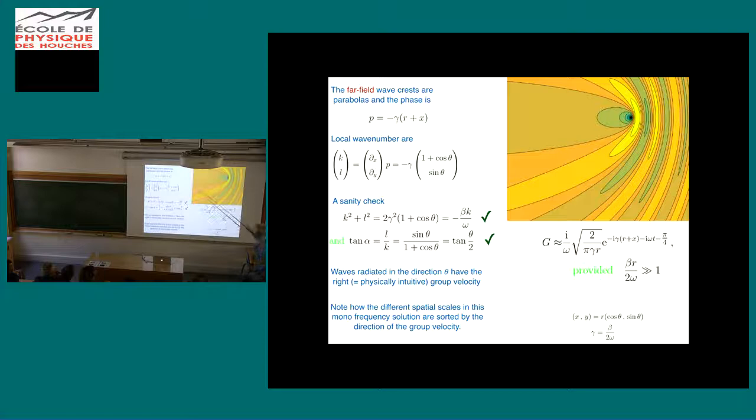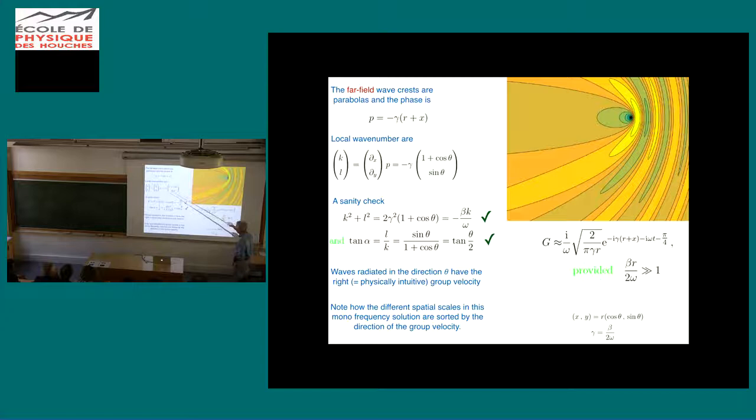And now, using the WKB theory, the local wave numbers in the far field are derivatives of the phase function with respect to x and y, which are given by this simple formula. Gamma is that constant beta over 2 omega, and cosine theta is just the polar angle in the xy plane, the usual notation.